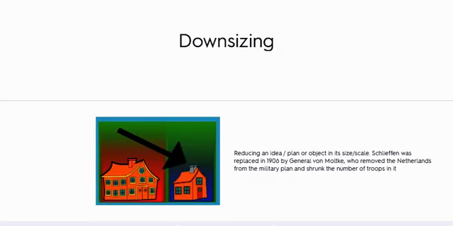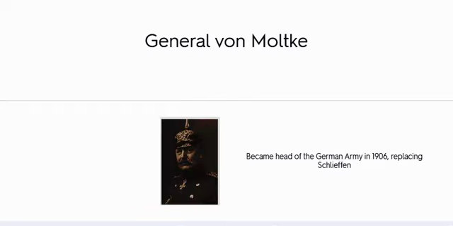Downsizing. Reducing an idea, plan or object in its size scale. Schlieffen was replaced in 1906 by General von Moltke, who removed the Netherlands from the military plan and shrunk the number of troops in it. General von Moltke became head of the German army in 1906, replacing Schlieffen.